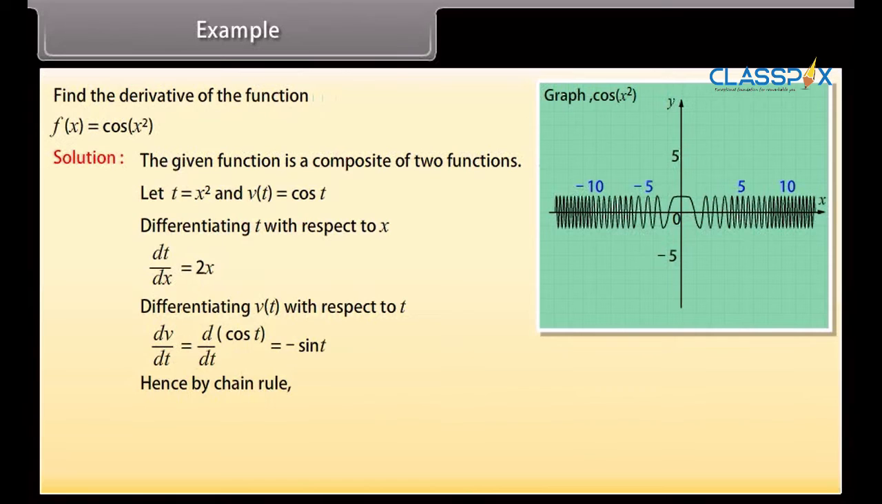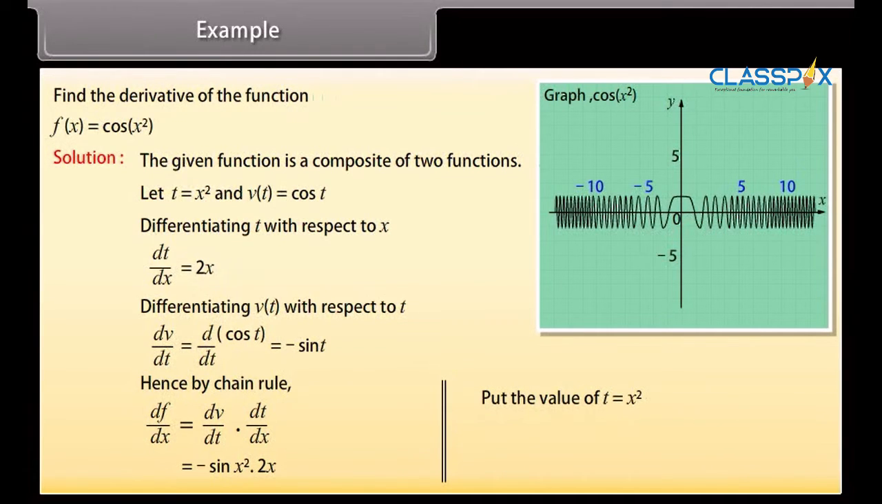Hence, by chain rule, d by dx of f is equal to d by dt of v into d by dx of t is equal to minus sin x square into 2x. Put the value of t is equal to x square, is equal to minus sin x square into 2x, is equal to minus 2x into sin x square.